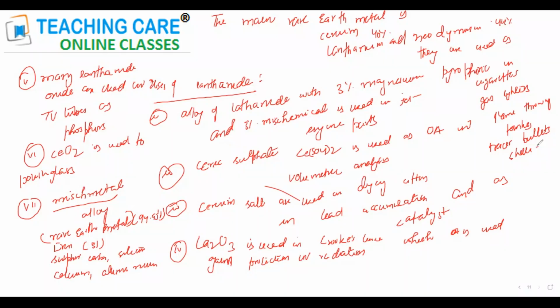So this metal is very important, an alloy made of rare earth metals. The rare earth metal contains 94.95%, and other trace elements are iron 5%, sulfur, carbon, silicon, calcium, aluminum. The main rare earth metal is cerium, 40% out of 95%, and the next 44% is lanthanum and neodymium. These are used as pyrophoric in cigarette lighters, gas lighters, flame throwing tanks, tracer bullets and shells. Okay, got it? Yes, sir.